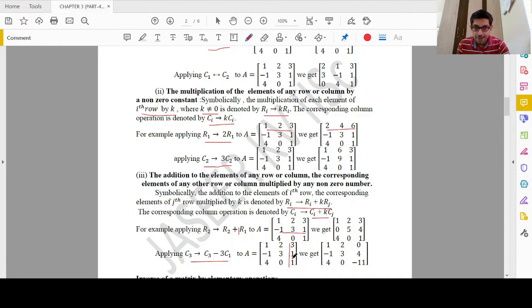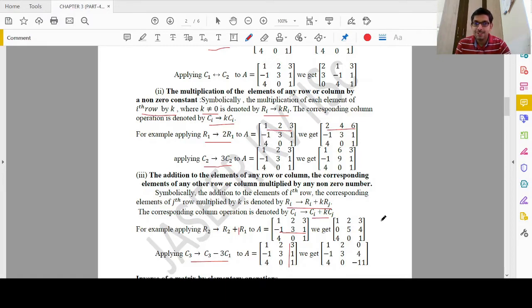So that is 0. Then 1 minus 3 times minus 1. So minus 3. So that is 1 minus of minus 3. So it will become 4. Then 1 minus 3 times 4, that is 1 minus 12. So it will become minus 11. So the transformation here is C3 changes to C3 minus 3C1. So each element of C1 is multiplied with 3. Then C3 minus 3C1.